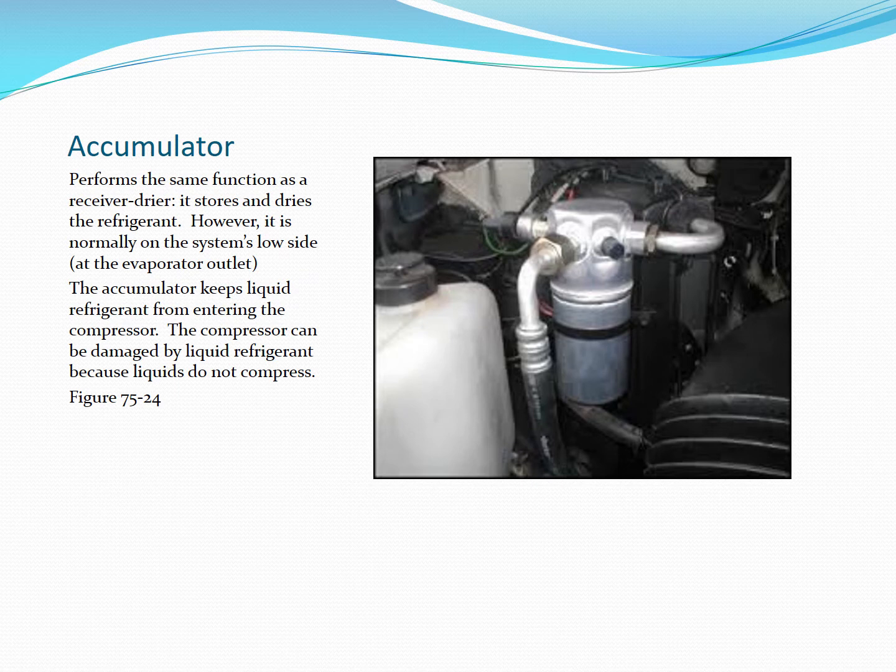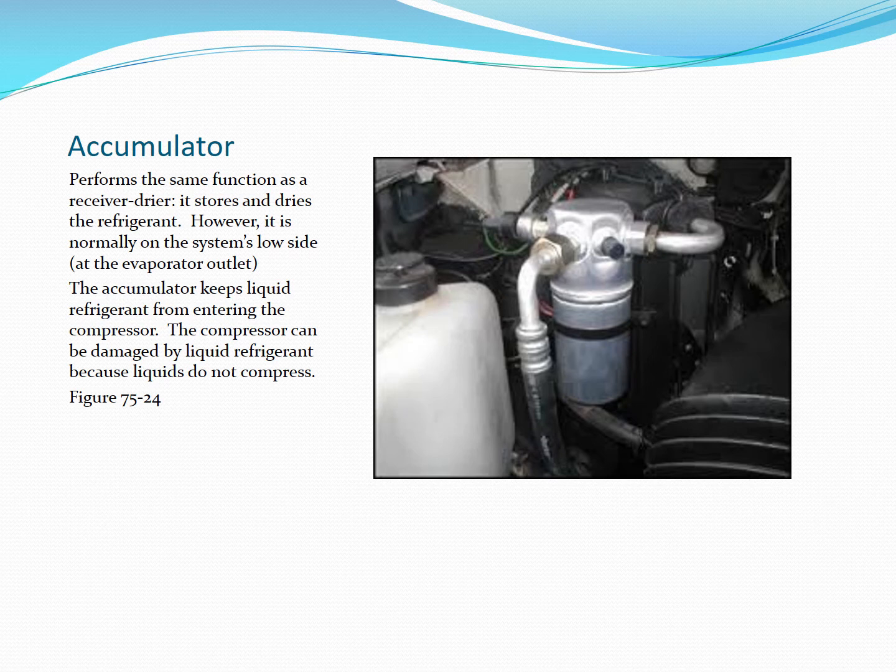Accumulator dryer. As mentioned earlier, this performs the same function as a receiver dryer. It stores and dries the refrigerant. However, this identifies whatever vehicle this picture is taken from as a fixed orifice tube system, because if you look at the lines going in and out of this device, they are larger in diameter. Because it is near the evaporator, this identifies this component as being on the low side, or the suction side, of the system. So that identifies this item as an accumulator dryer. That also identifies the pressure drop device used in this system as a fixed orifice tube.